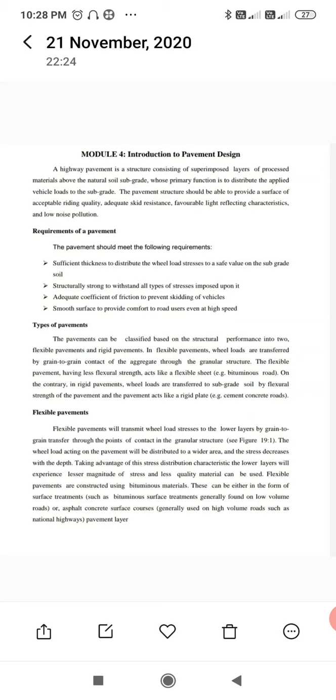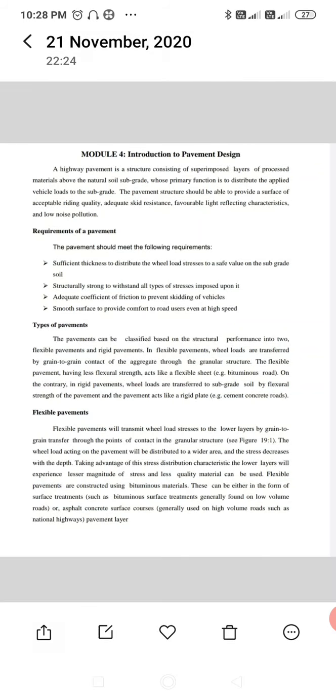So next one is types of pavements. The pavement can be classified based on structural performance into two: flexible pavement and rigid pavement. In flexible pavement, wheel loads are transferred by grain contact of aggregate through the granular structure. Flexible pavements have less flexural strength and act like flexible sheets. Example: bituminous roads.